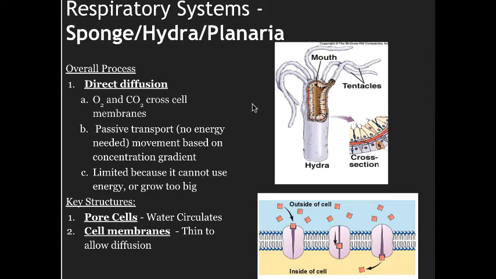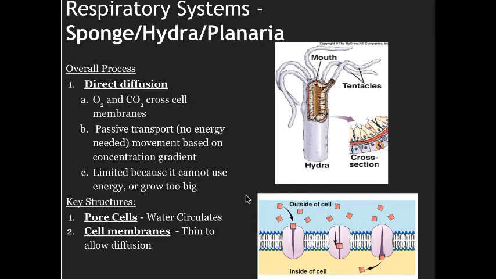Think about it. These are all very small organisms. We look at them under a microscope, the hydra and planaria. You can see these things with the naked eye, but they're still tiny and kind of simple. And so direct diffusion essentially allows the oxygen and CO2 to cross their cell membranes. So it just goes straight through thin layers of cell membranes from the outside in. This is passive transport. There's no energy needed. That's a great advantage. And think about it, these types of things don't move a ton, and so they don't expend a lot of energy. And because of that, they're able to get by with just passively moving oxygen in and carbon dioxide out.